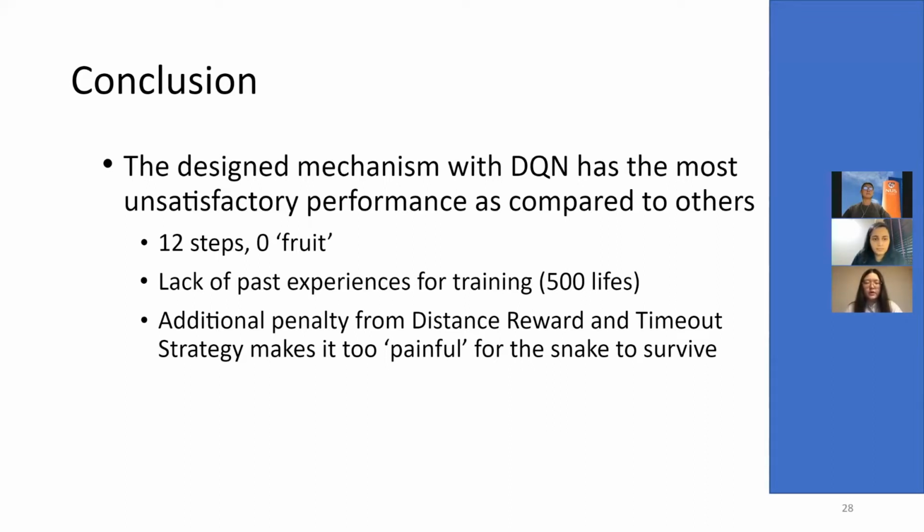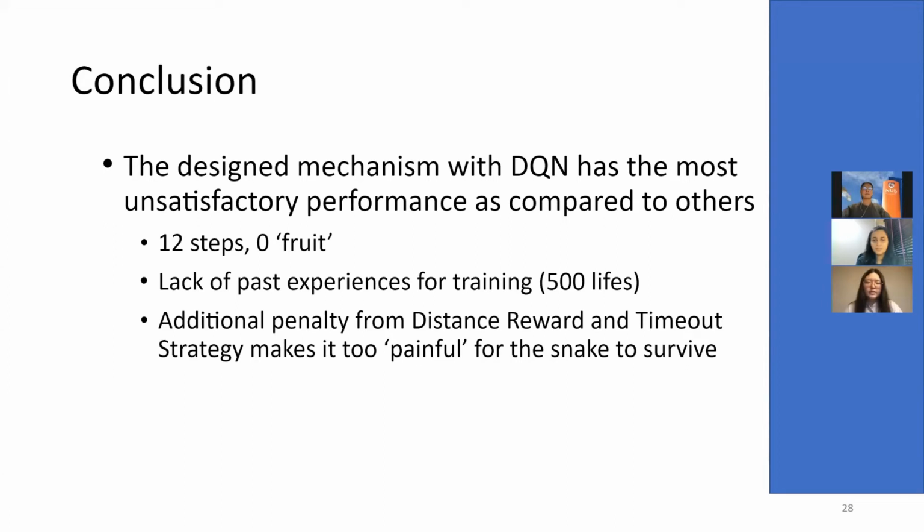So first of all, the problem might come from the short training time. As we see here, the training lives for the snake is set to 500, which means that it has 500 past experiences to learn from before making its own decision. This lack of previous experiences means that the deep neural network does not have enough time to update the weights and the bias to the best values before the snake is pushed to make the decision based on the Q values generated.